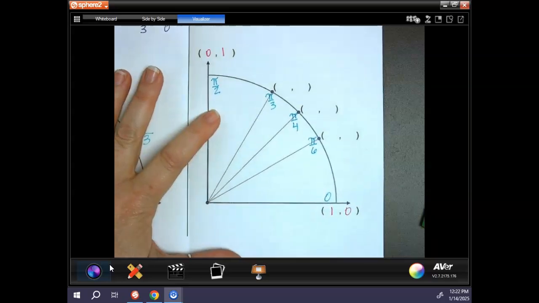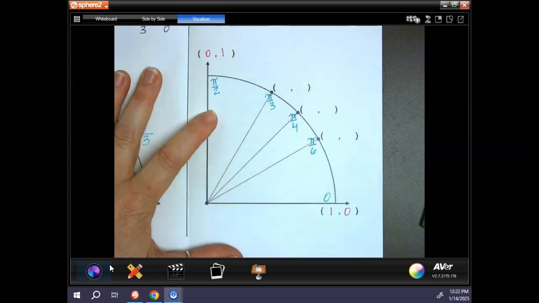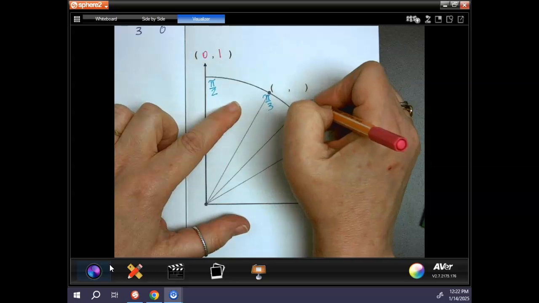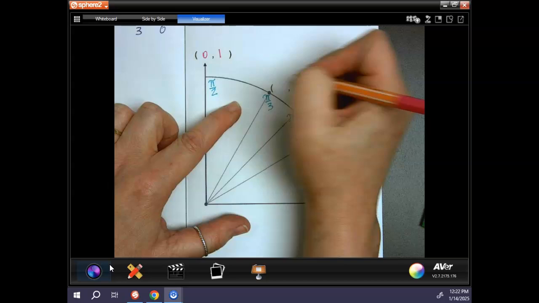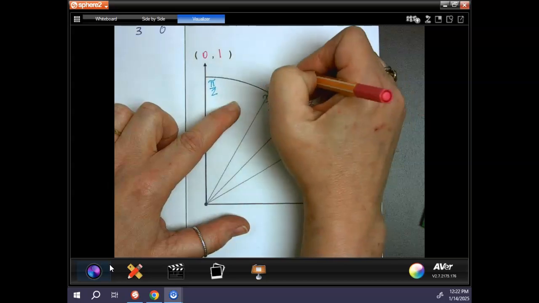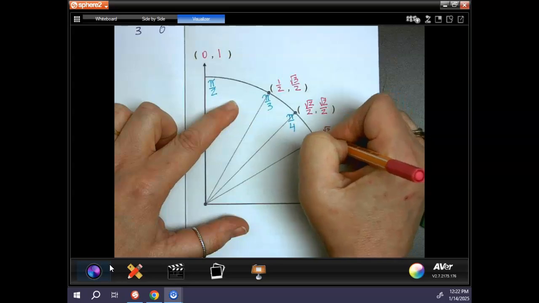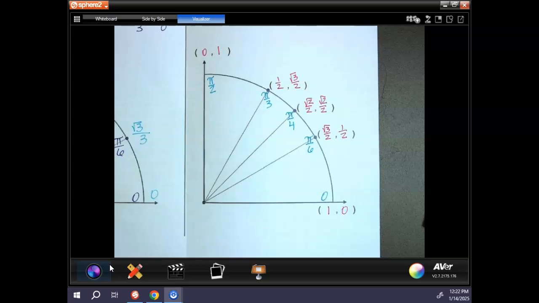Okay, so now I want you to fill in the other 3 ordered pairs without just copying them from somewhere. Don't look at anything, get it out of your brain. Fill these 3 in. Use the hand trick if you need to. And then double check yourself with me.